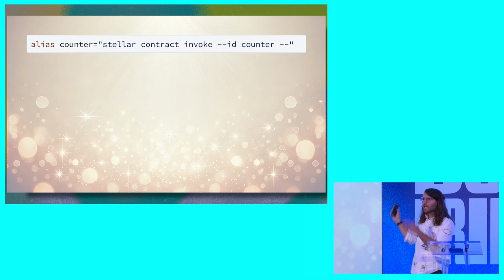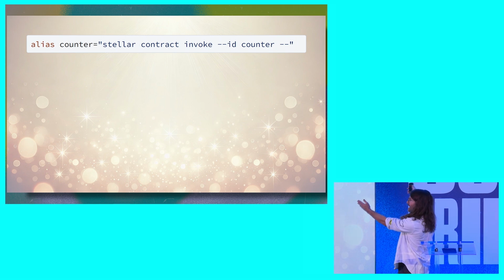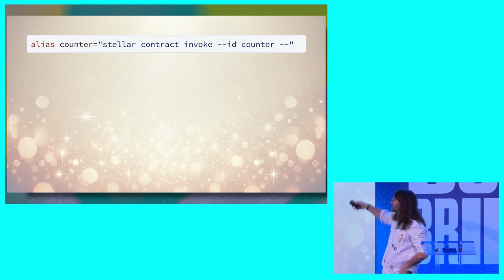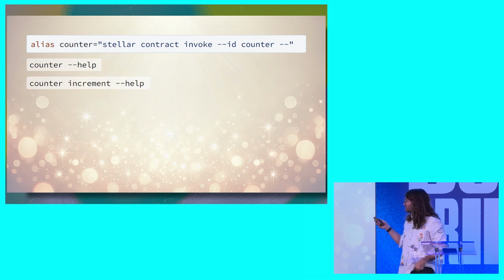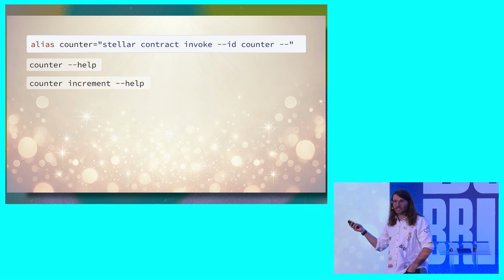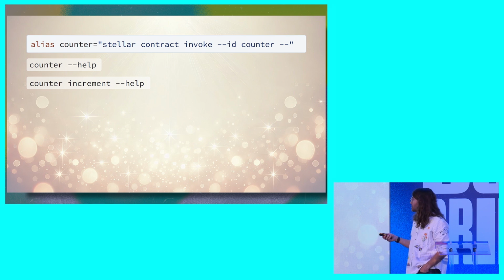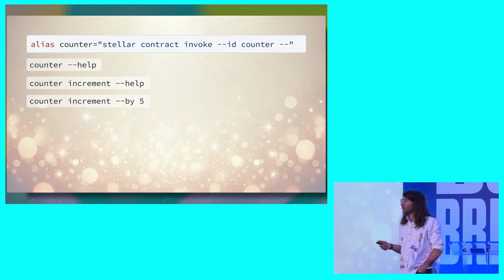If you think about aliasing that whole thing in Bash, right, setting up an alias, it looks even more like a regular CLI, right? It's just a counter command line interface. So counter --help, counter increment --help, counter increment --by 5.